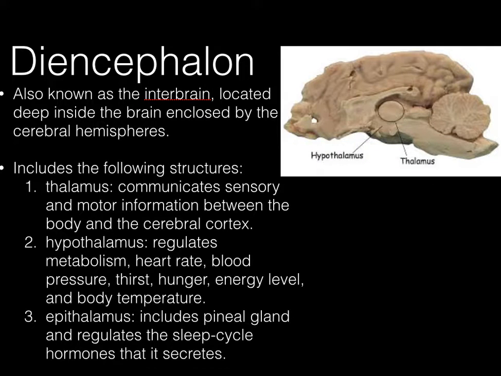So then we have our diencephalon. This is also known as the interbrain, and we saw this when we were dissecting our sheep brain, located deep inside the brain, enclosed by the cerebral hemispheres. So these are going to include the following structures.